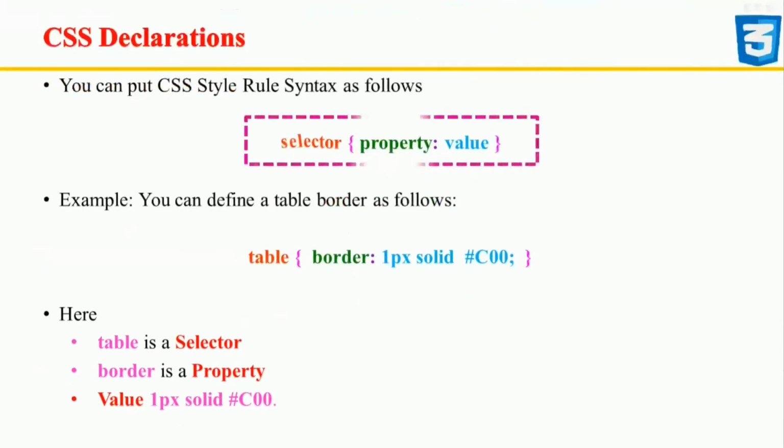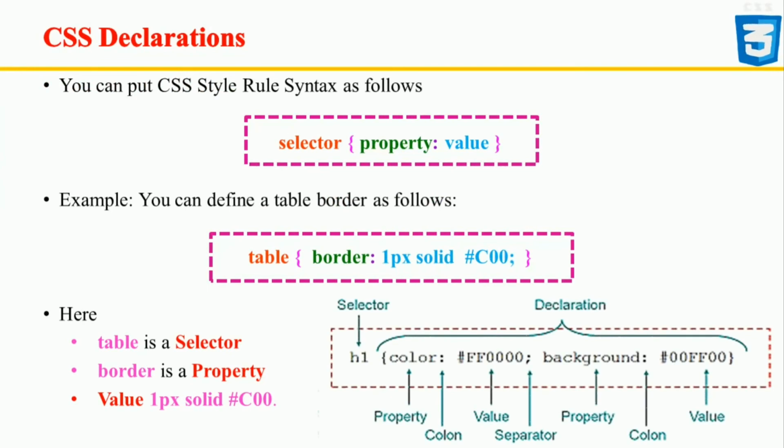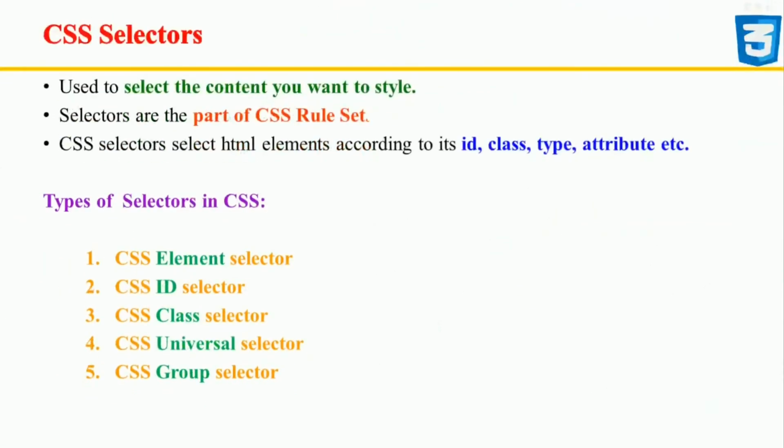The CSS declarations are grouped in blocks, that is, in a structure delimited by an opening brace and a closing one. Such blocks are naturally called declaration blocks, and declarations inside them are separated by a semicolon. You can define a table border as shown here. Here the table is a selector and border is a property, and we assigned a value to the property to have a border around the table with a 1 pixel solid line with a hexadecimal color code, which is a medium dark shade of red. You can define selectors in various simple ways based on your comfort.